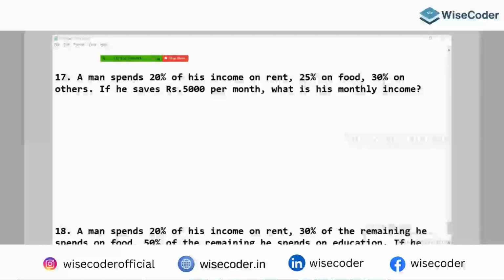A man spends 20% of his income on rent, 25% on food, 30% on others. If he saves 5,000 rupees per month, what is his monthly income? Pause the video and try to solve it.